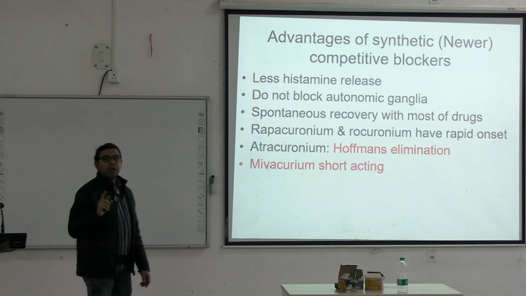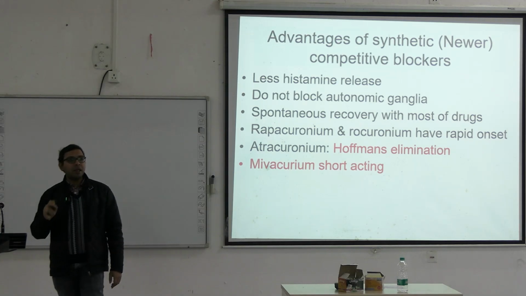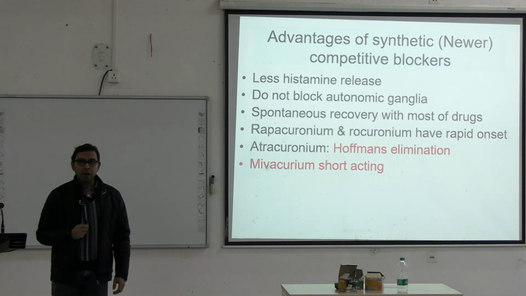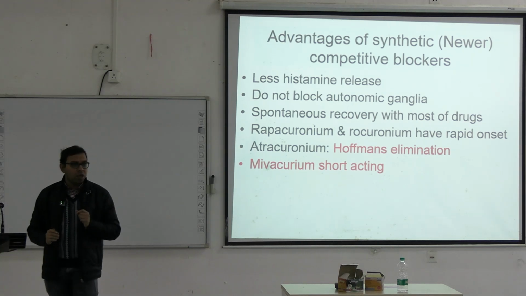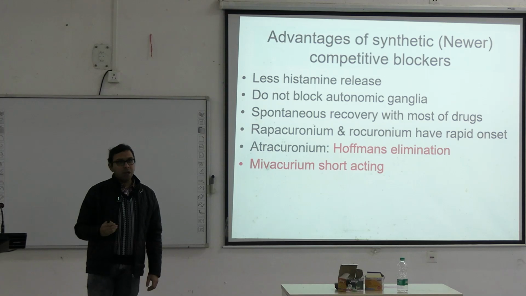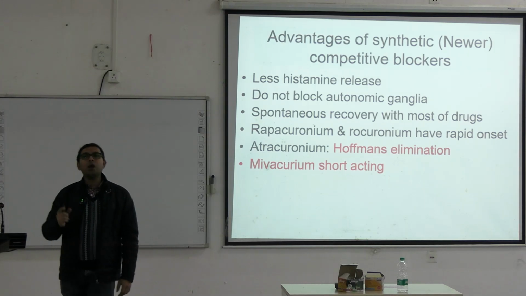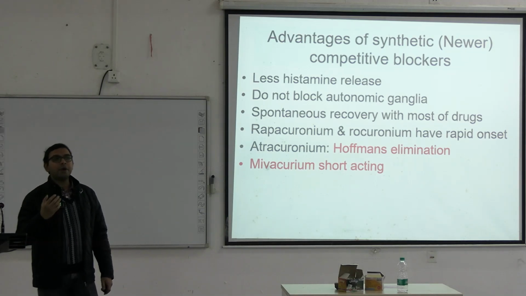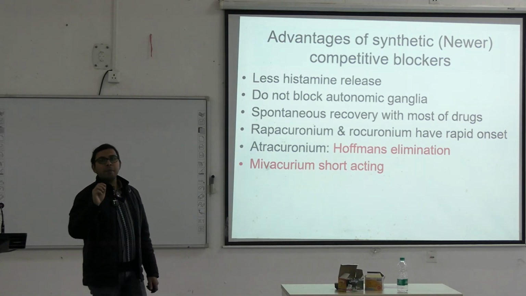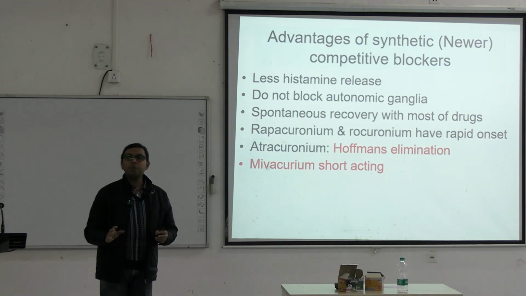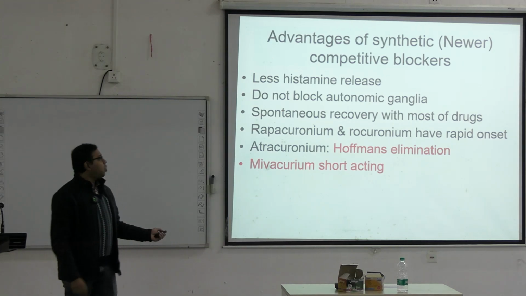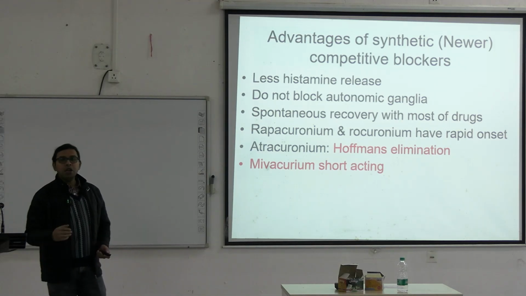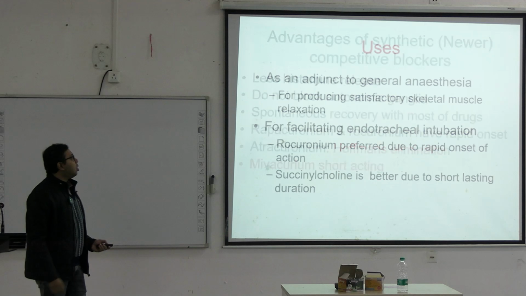Atracurium, as we have already seen in the metabolism chapter, is metabolized by a unique mechanism known as Hofmann elimination. There will be rearrangement of the molecules, and by this the metabolism happens, so this metabolism will not be affected by the kidney or liver. So if the patient has some renal disease or hepatic disease, we can give the drug Atracurium and there will not be any problem. Mivacurium is a very short acting drug. So these are the advantages of the newer competitive or non-depolarizing blockers.